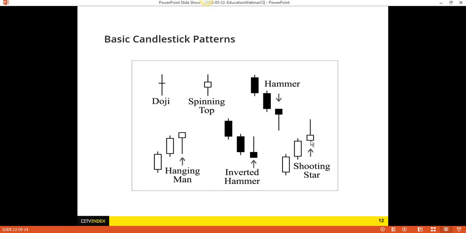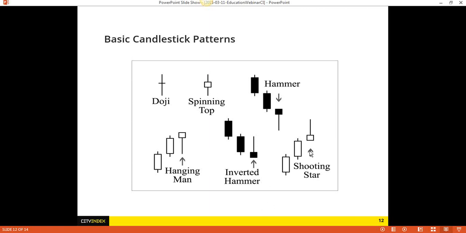Okay, so shooting star here is the same thing, just to the opposite side. So you've got an uptrend, you've got a small body here, a long upper shadow. Okay, this talks about rejection near the highs, rejection, failure near the highs, and a subsequent move back to the downside and a potential move lower.